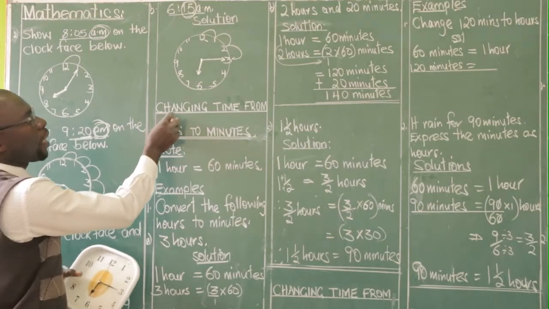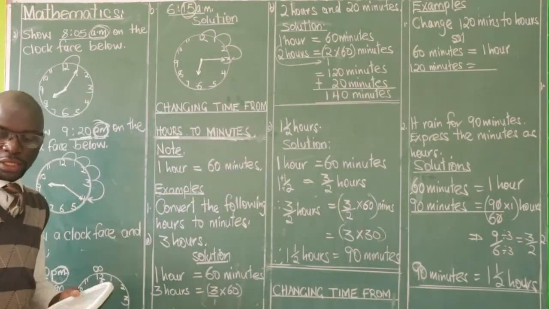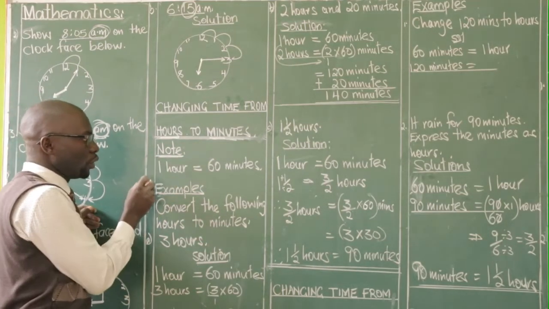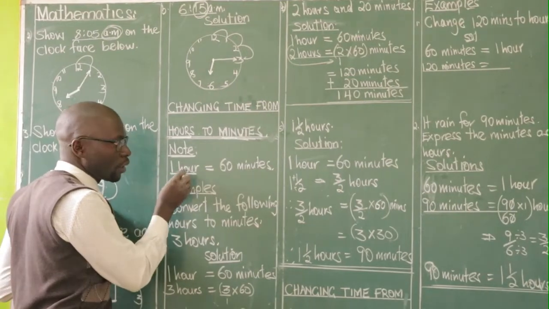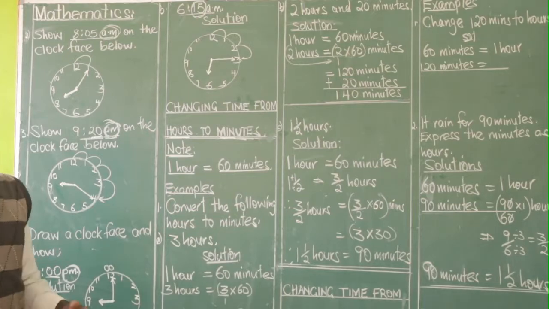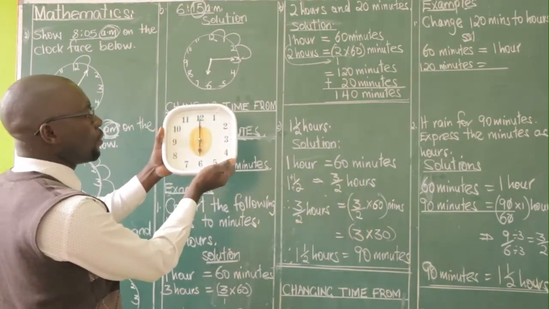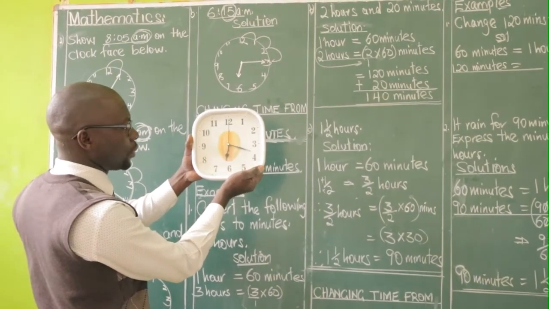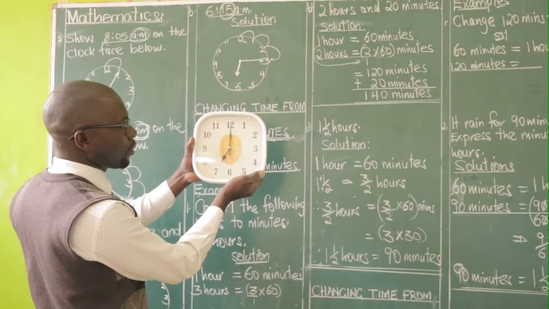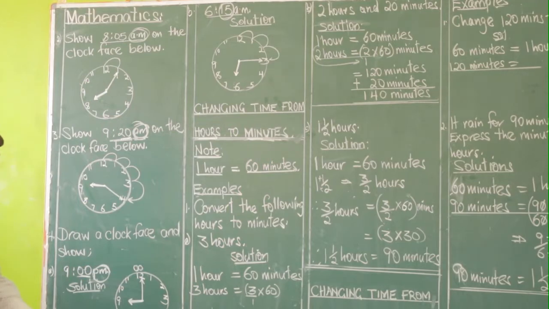Now, let's look at how we change time from hours to minutes. Changing time from hours to minutes. We have to know that 1 hour is equal to 60 minutes. When the minute hand moves, let's say it is 6 o'clock, and it moves round until it gets back to the starting point, it has moved 60 minutes.